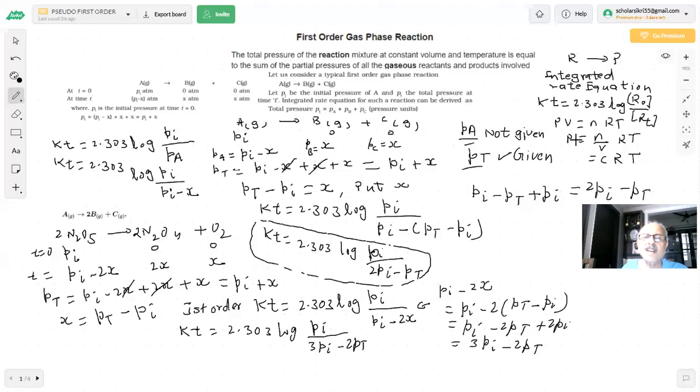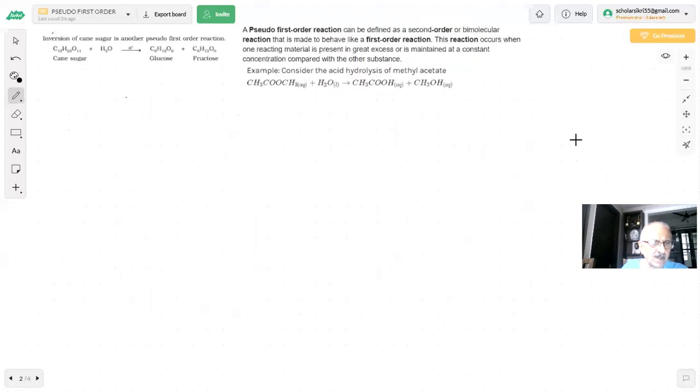Initial pressure of A and PT is the total pressure of the reaction. Total pressure is always the sum of the partial pressures of the reactants and products as given by Dalton's law of partial pressure. So I hope there is no doubt left in this derivation. You have noted it down. Okay. Yes. Now we can proceed further, students. Everything is very important and interesting.